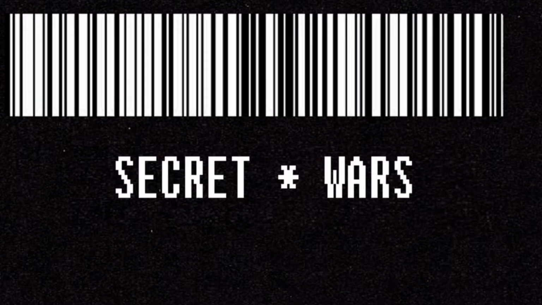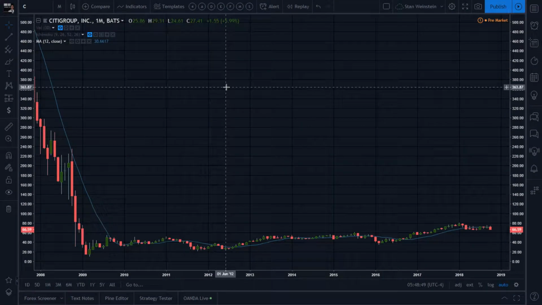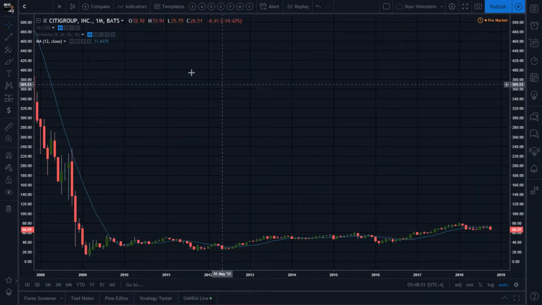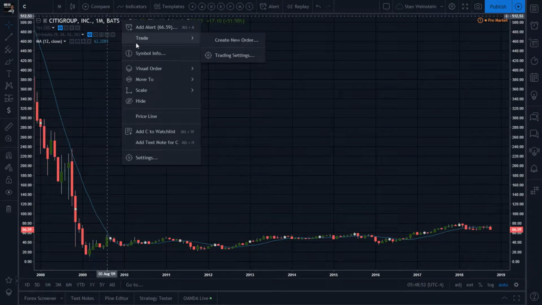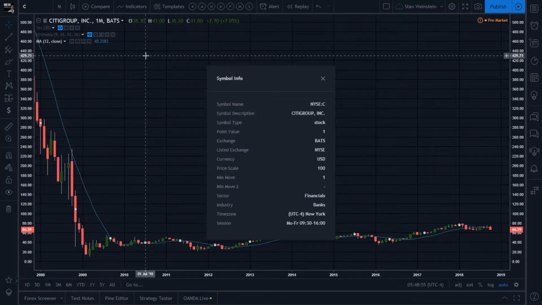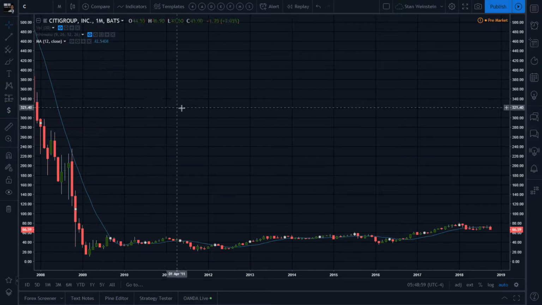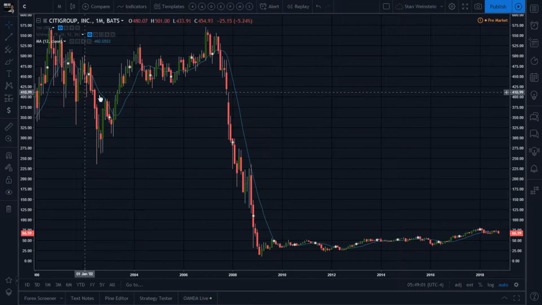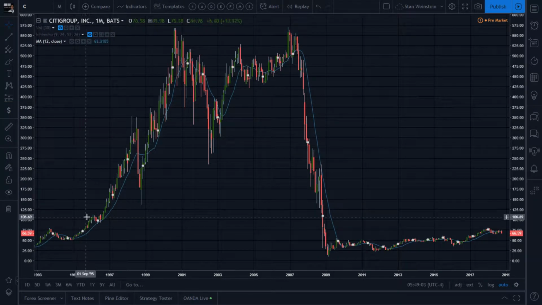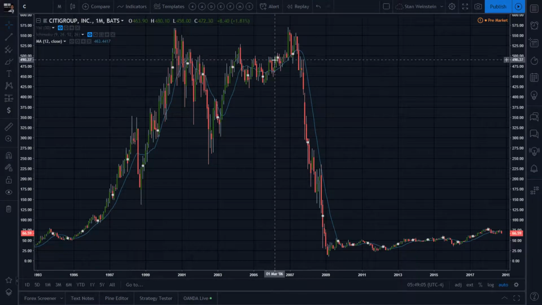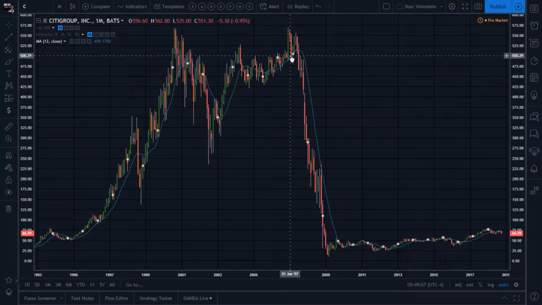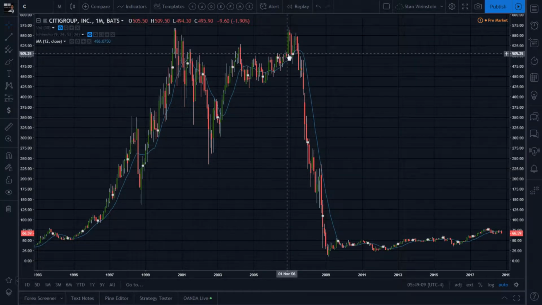How low can you go? How low can you? Citigroup, C ticker, probably, on the New York Stock Exchange. And look at that on the monthly chart. Top, 2007, right here. The highs of the highs, November 1, 2006.